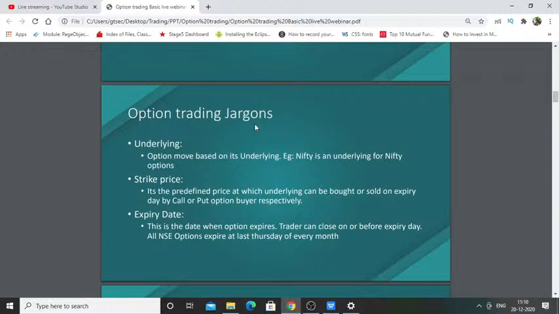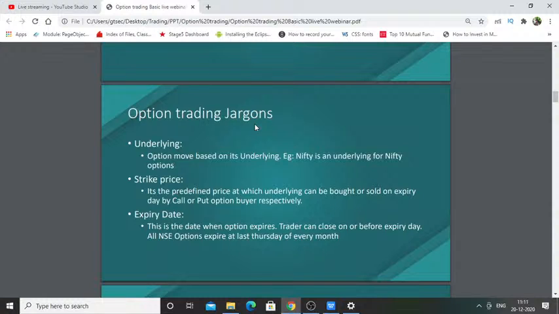Options move based on their underlying. If you do any trade in options, the option price movement will happen based on its underlying stock. The Nifty options will move based on the Nifty's performance. If the Nifty is moving upside or downside, the Nifty options will move either up or down accordingly. The options move only based on their underlying.